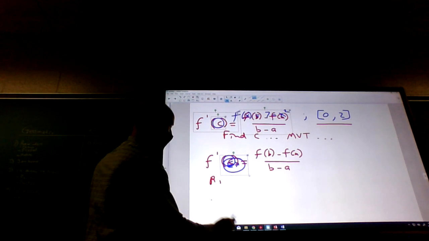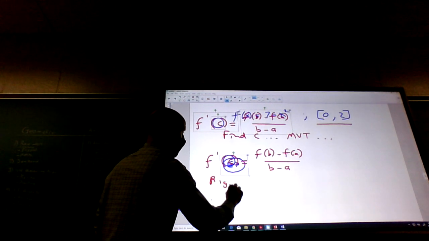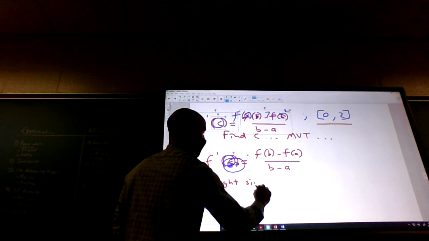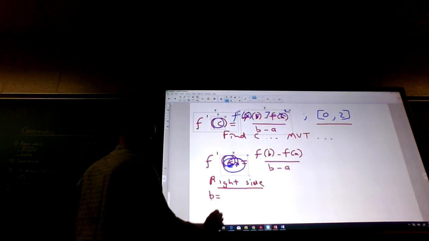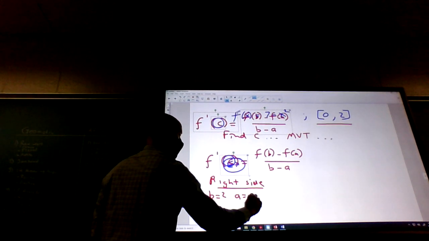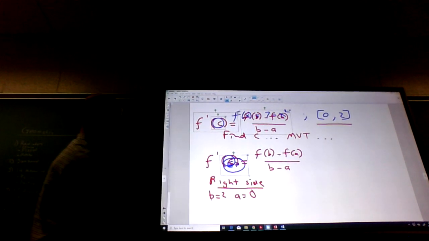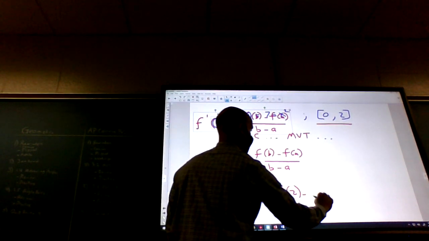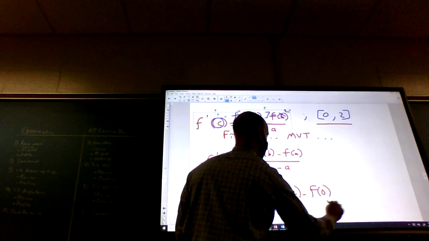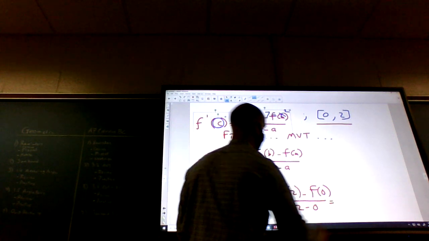Okay, anyways, I want to get the right side over here, and I was going to do it over on the right side, but I guess I'm going to do it on the left. So we're going to do the right side. So we know that B is what? 2. A is 0. So we've got to do f of 2 minus f of 0 over 2 minus 0.